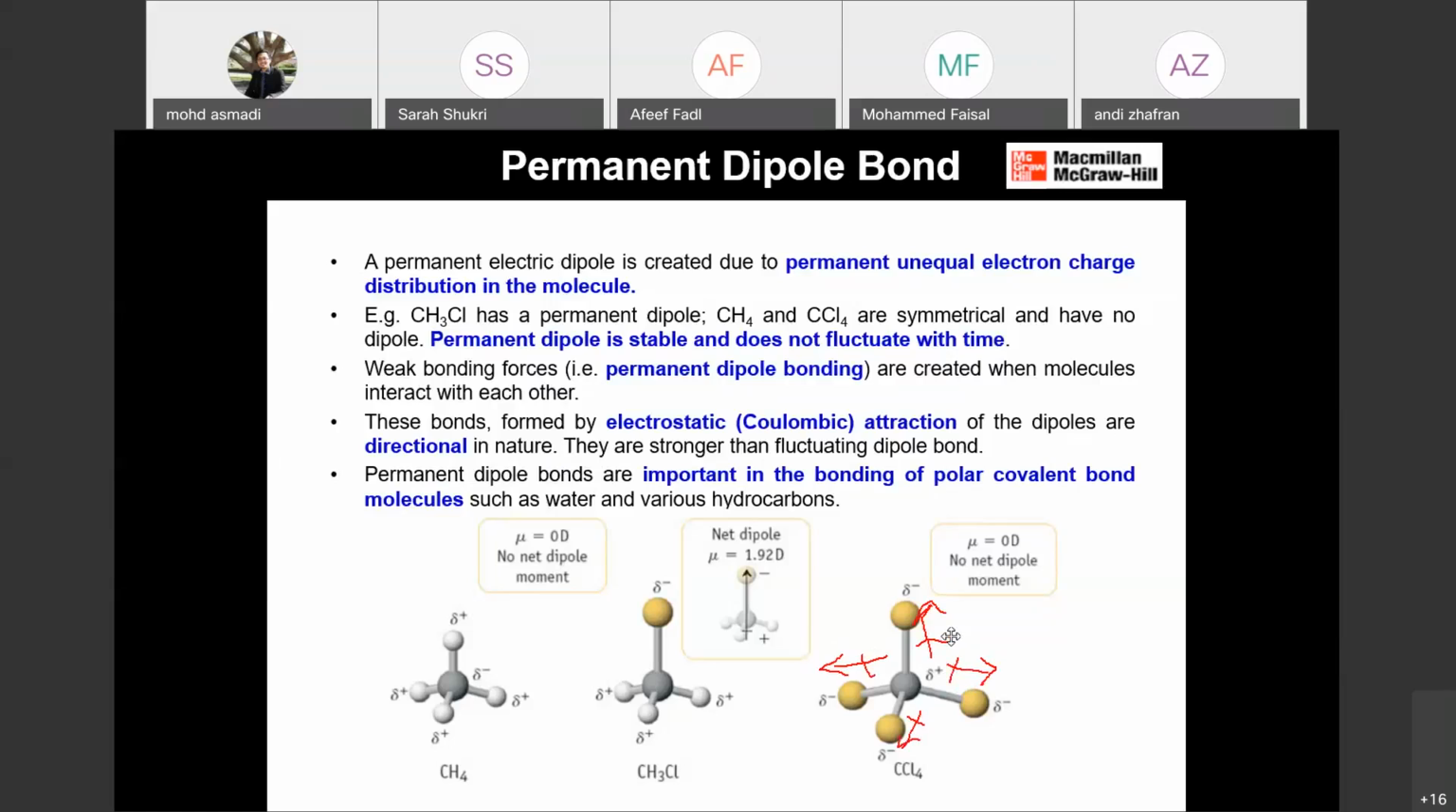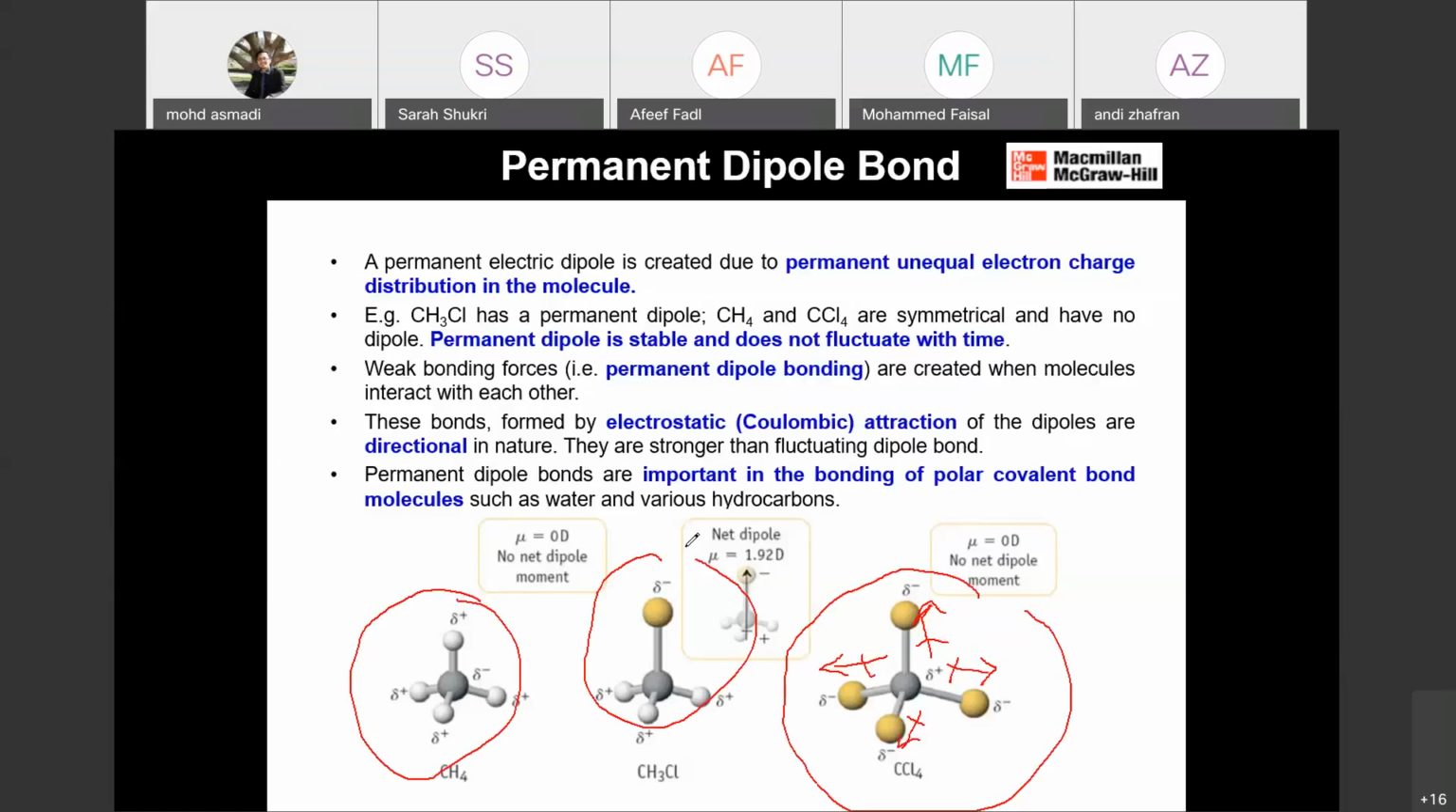And this one is asymmetric, this one asymmetrical. That's why they have a net dipole moment. So you have to remember that.